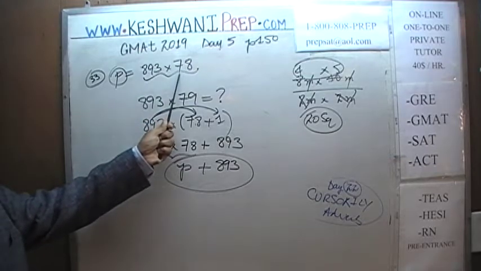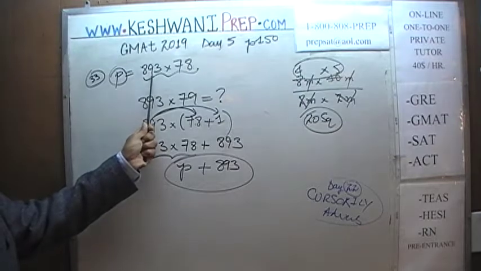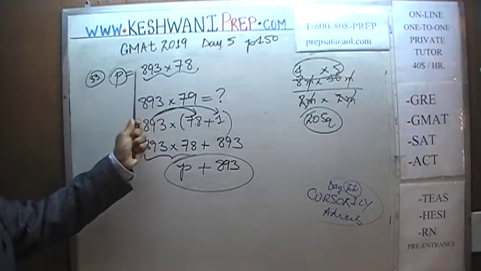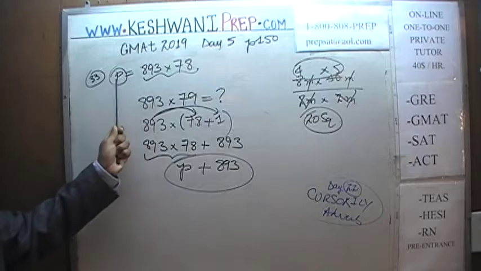It's not the 78 we're counting. It is the 893 that we're counting. So let me start again. How many 893 equal P? The answer is 78 of them. How many? 78. 78, 893 equal P.